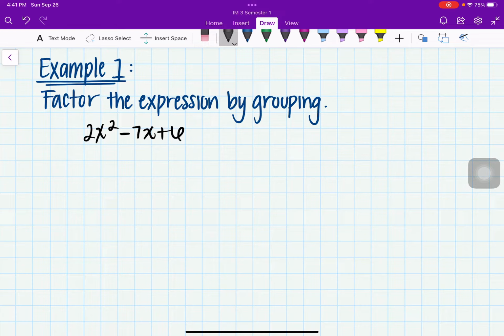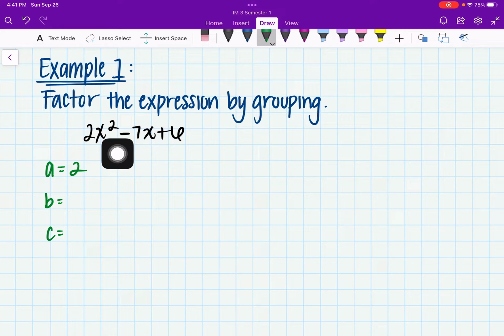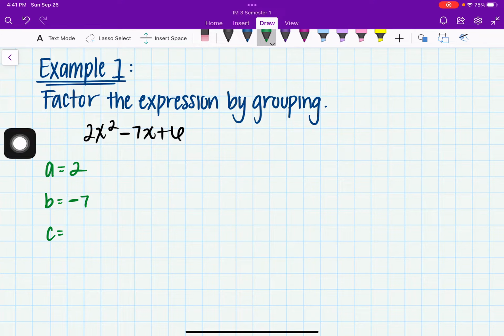Starting off, I want to check for any GCFs, any numbers in common between the 2, the negative 7, and the 6. In this case, they don't have any numbers in common, so I'm going to move on to identifying A, B, and C. A represents our leading coefficient, which is a 2. B represents the x coefficient, which is negative 7, and C represents the constant, which is 6.